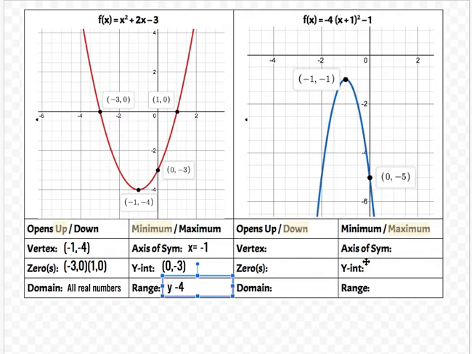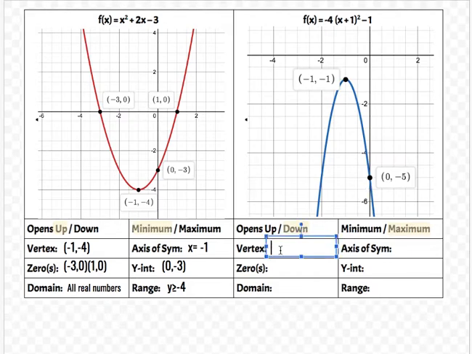And the final question that you have to ask yourself is: are your y's always going to be greater than, or always less than -4? When it opens up, that means that every y is going to be greater than -4. So you're going to use greater than or equal to. All of that information is the opposite for when it opens down.